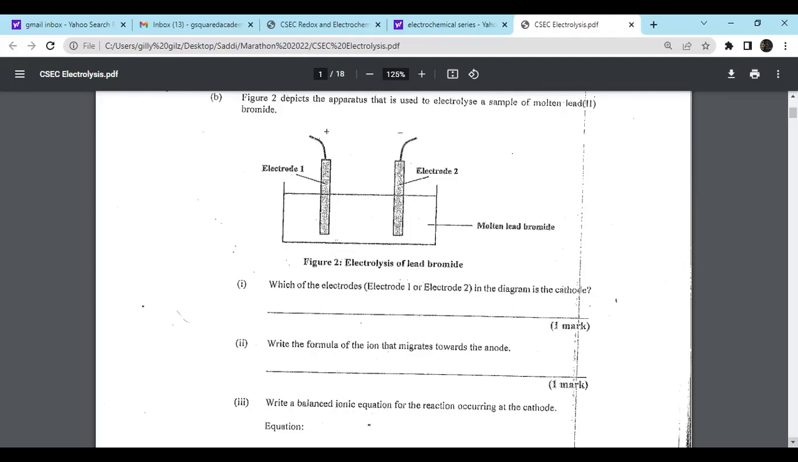Write the formula of the ion that migrates towards the anode. So anions go to the anode. And we are looking at molten lead bromide. So therefore, bromide would go to the anode. So it's Br minus, okay?